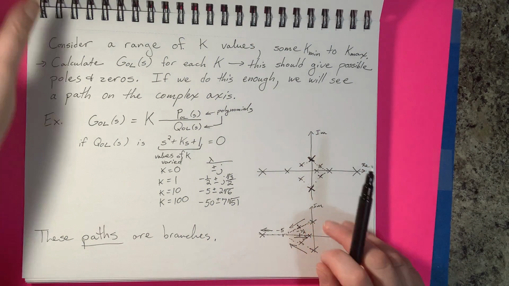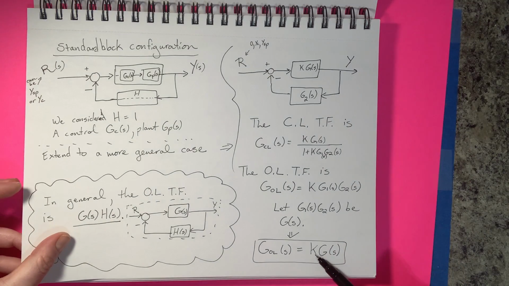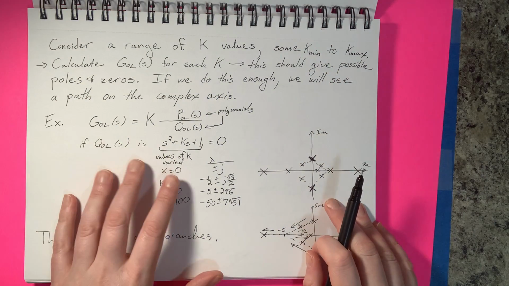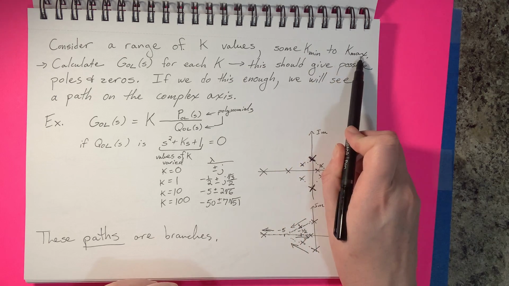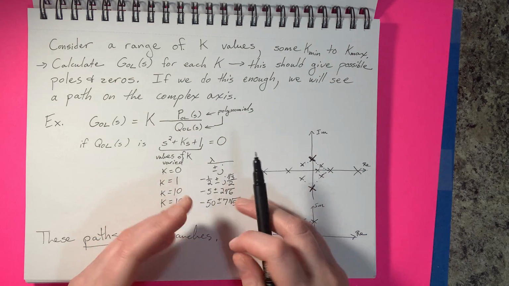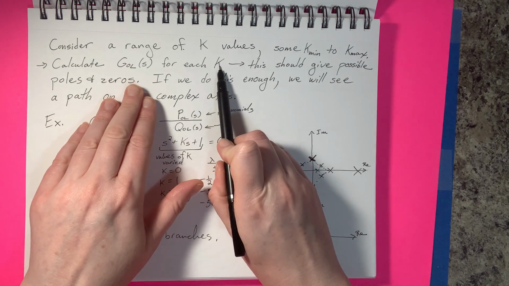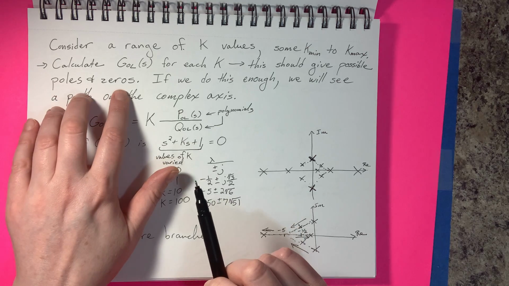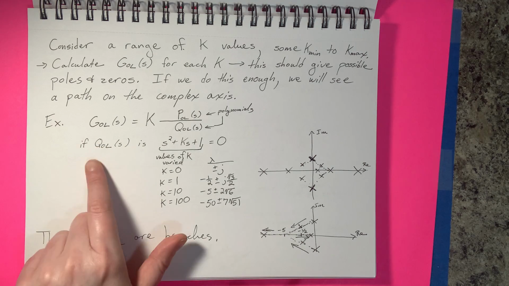What we want to do is consider a range of k values. You'll notice that we have k involved in this open loop transfer function. So k can be a range of values, and if we consider this range, some k minimum to k maximum, and usually this is 0 to infinity, or some very large number, then we can go ahead and calculate what happens with the GOL values. So we plug in a k, and we should get possible poles and zeros out for each value of k that we plug in.